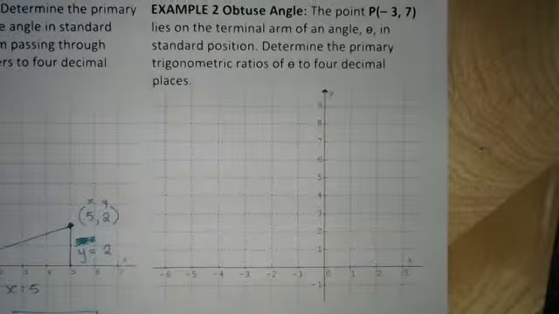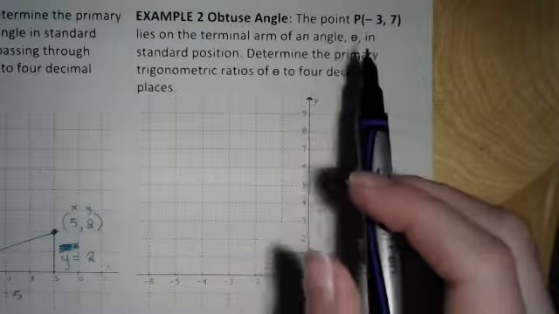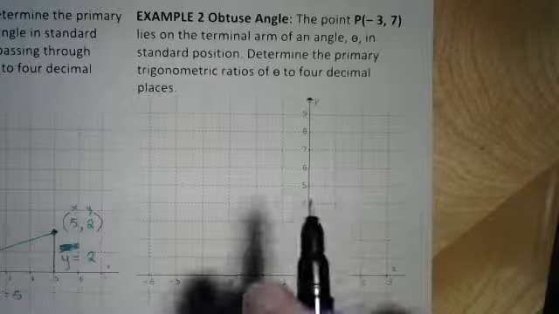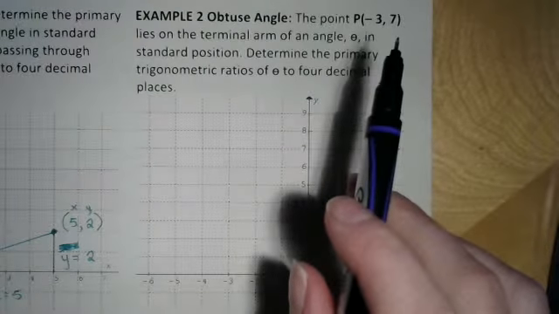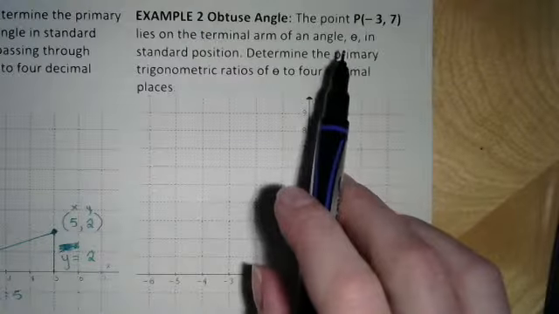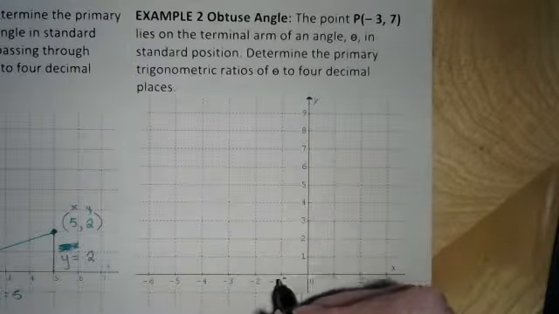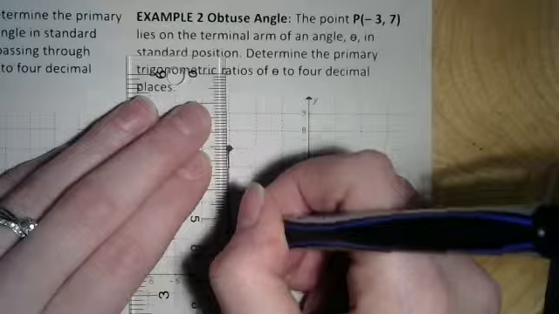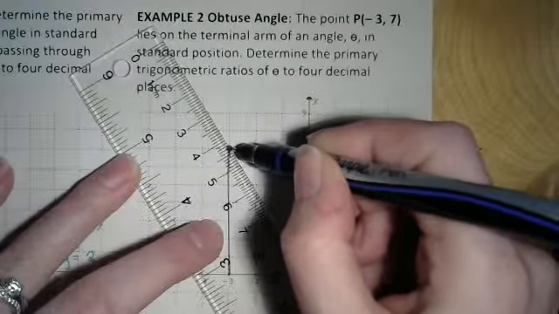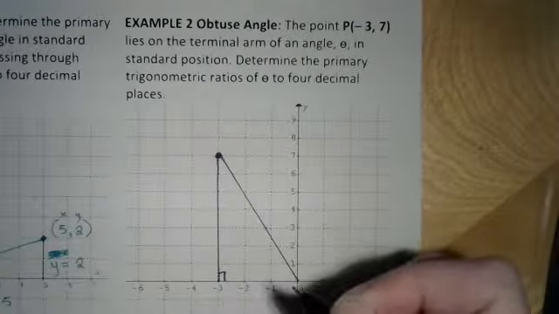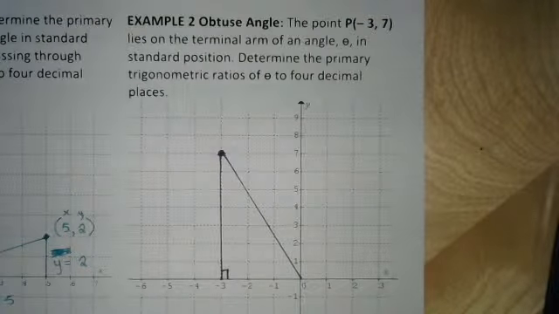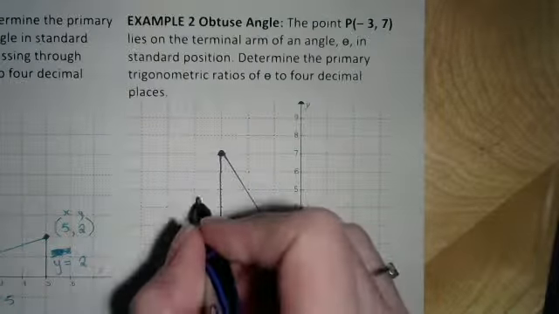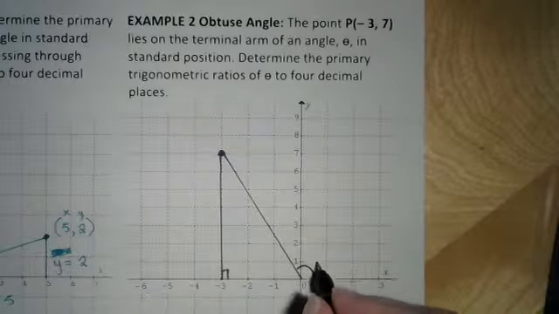If we have to do the same thing for an obtuse angle, basically the only difference is that the point is in the second quadrant. This is quadrant 1, this is quadrant 2. So we have the point (-3, 7) on the terminal arm of an angle in standard position. We find our point and use that to draw our triangle. Determine the primary trig ratios to 4 decimal places. So the exact same question, the only difference is this is an obtuse angle. So we're looking at this angle here.